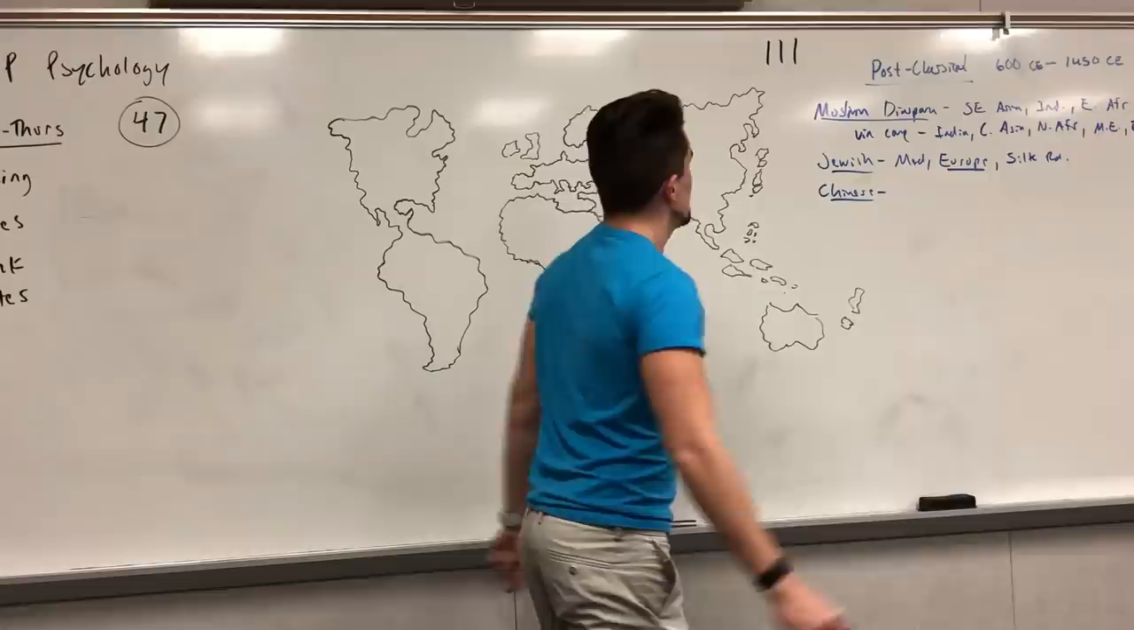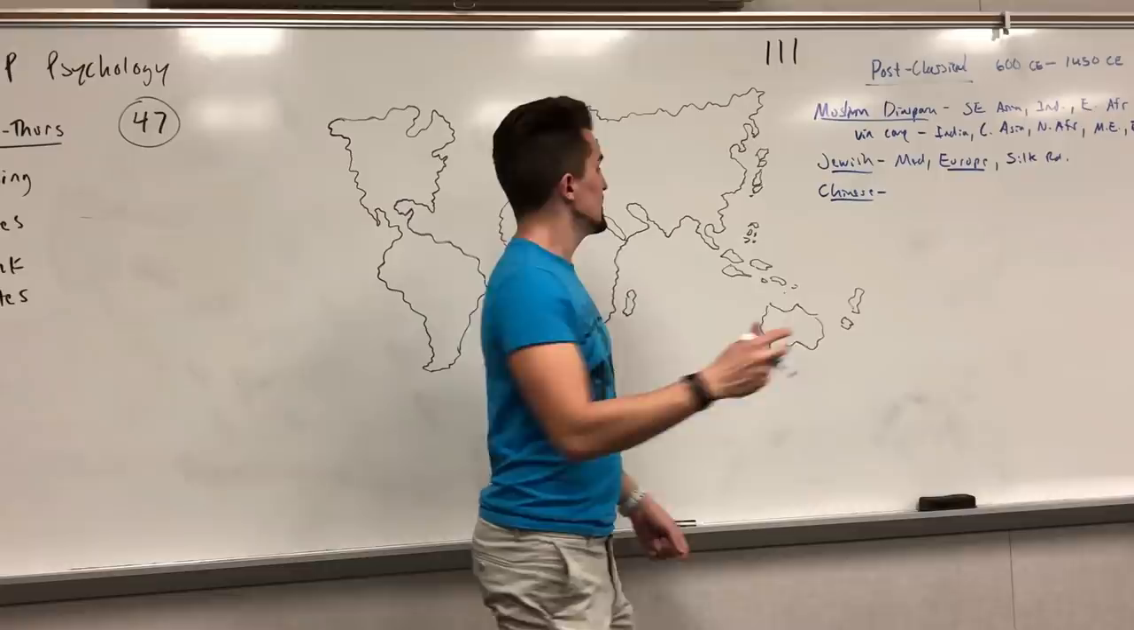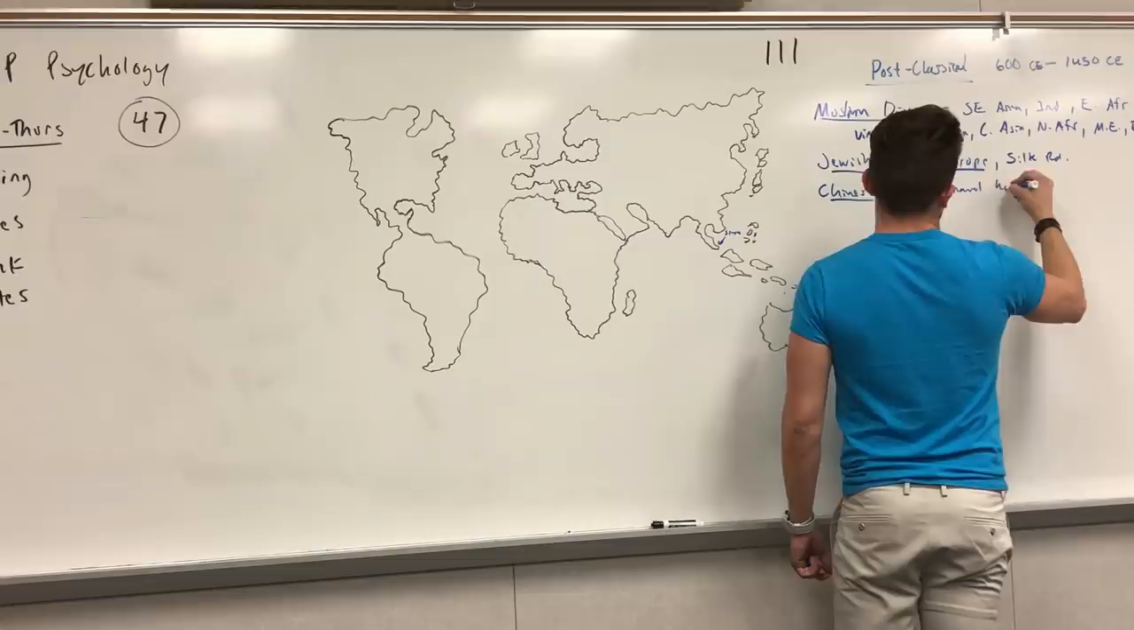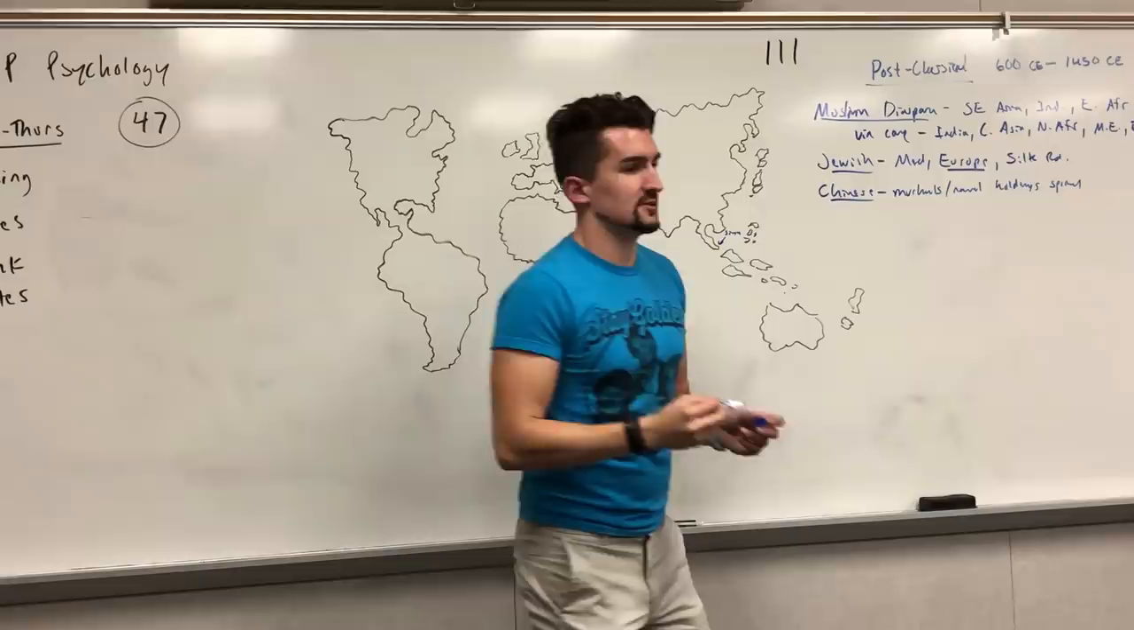And so one specific example of Chinese settling quite far away from China permanently is going to be in Singapore here. So we have Chinese merchants, naval holdings spread. All right, and those are the major diasporas that are going to go on here.